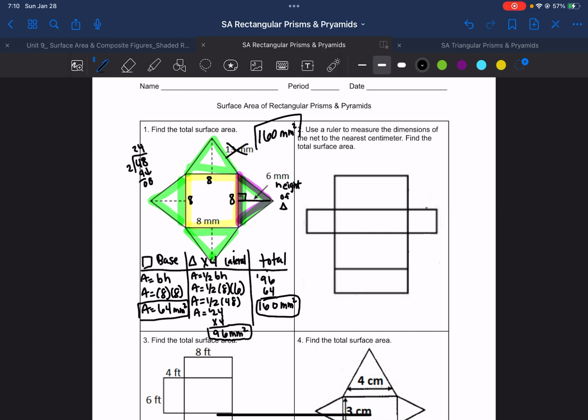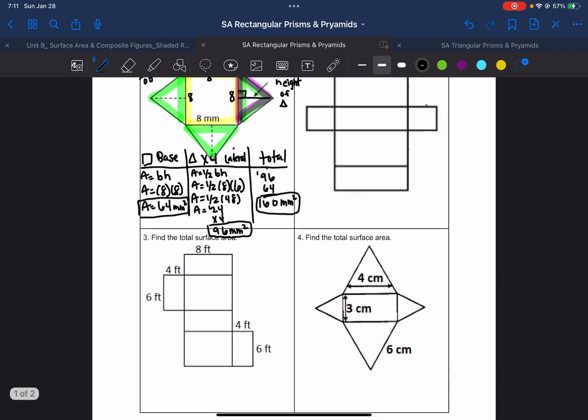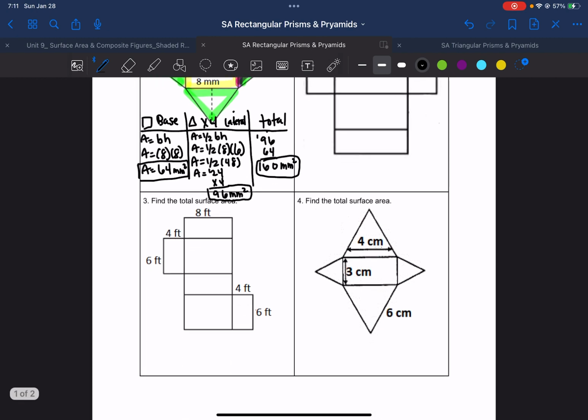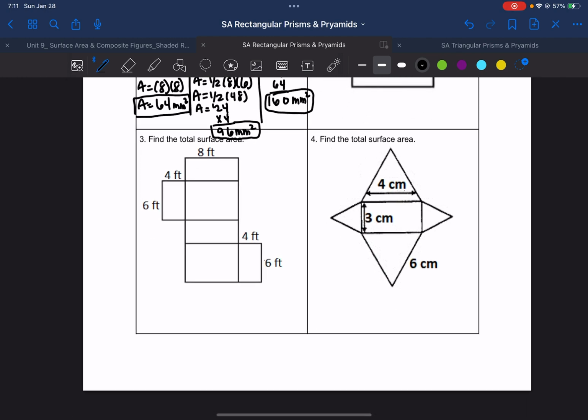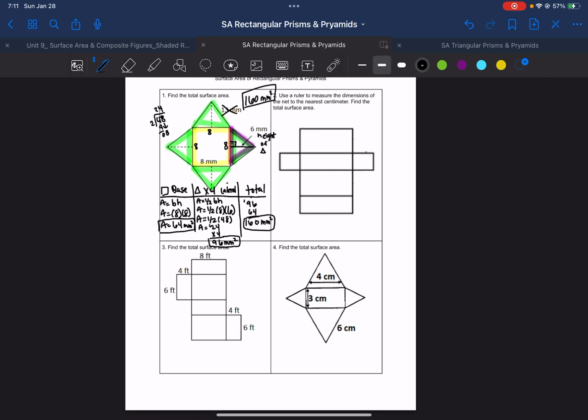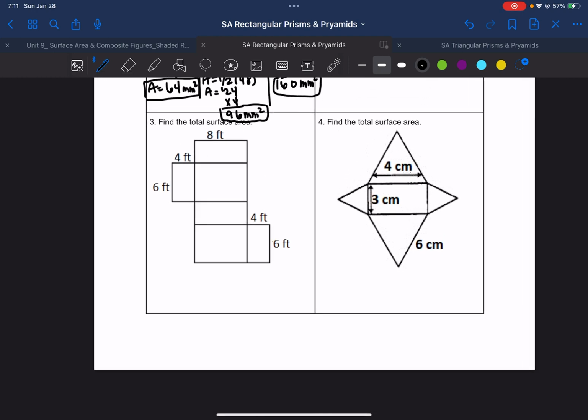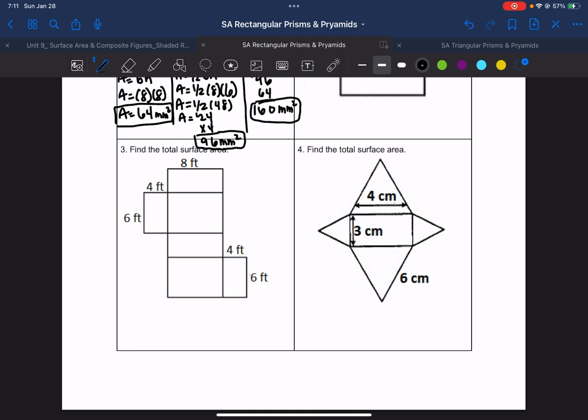millimeters squared. All right. We're going to skip number 2 and go to number 3, okay? So find the total surface area, okay? So again, pause if you need to get that first one. I'm going to go ahead and zoom into number 3. We're going to find our dimensions first, okay? So here, I see that this side is 6, which means that these sides are going to be 6.